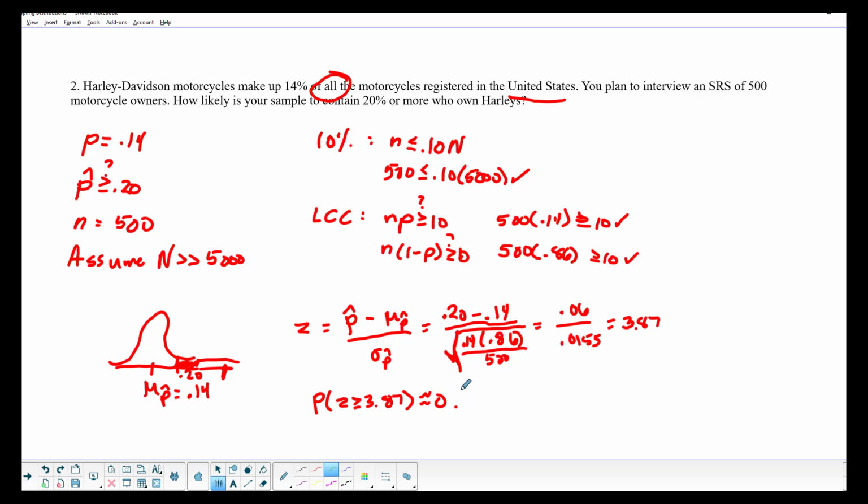Okay, so if this claim is true, that 14% of all motorcycles registered in the US are registered to Harley owners, how likely am I to get a sample that's more than 20% Harley owners? Effectively 0. It's incredibly unlikely with that large of a sample size. Okay, so let's go ahead and take a look at the next example.